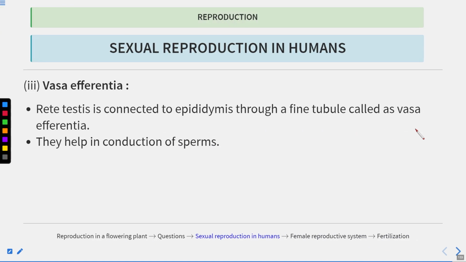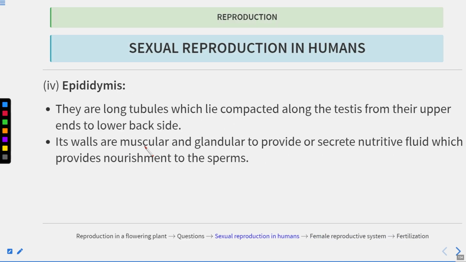Now, one of them is the vasa efferentia. This is a part of the duct system. We have talked about the testis and scrotum, and now we are talking about the third part of the reproductive system, which is also a part of the duct system. It is known as the vasa efferentia. The rete testis is connected to the epididymis through a fine tubule known as the vasa efferentia, and this helps in the conduction of the sperms.